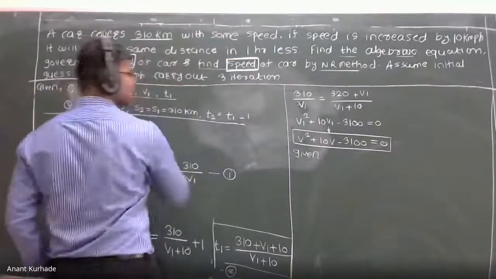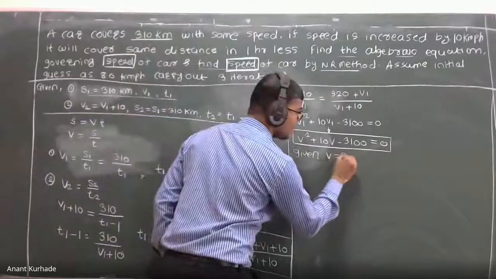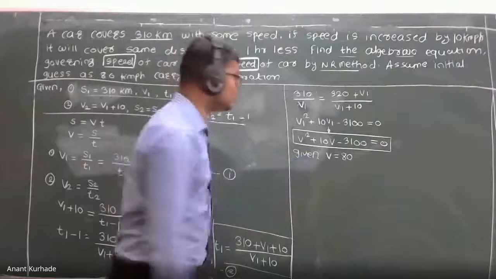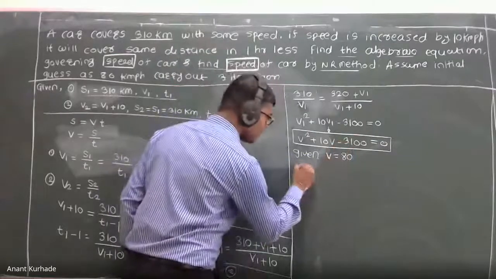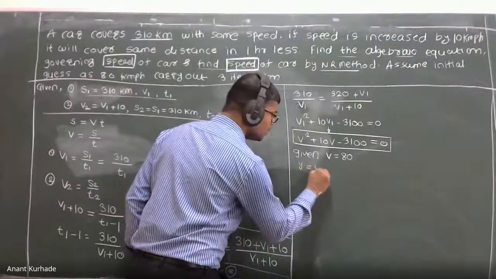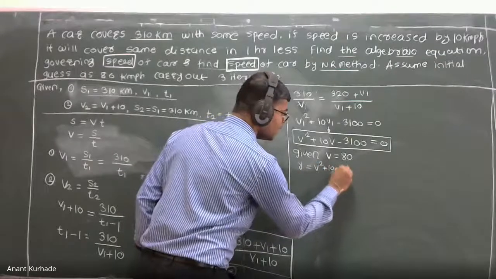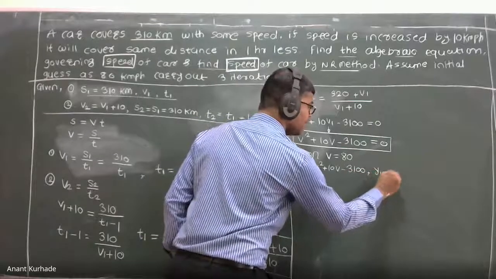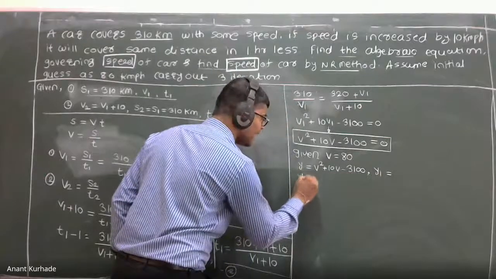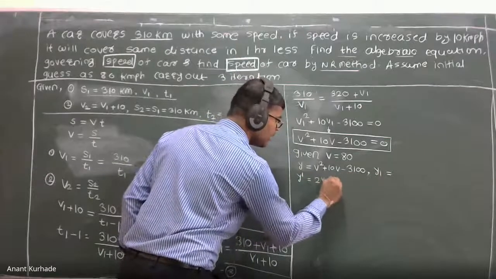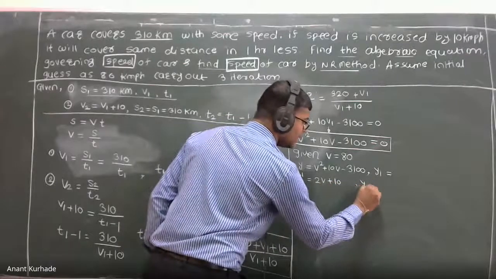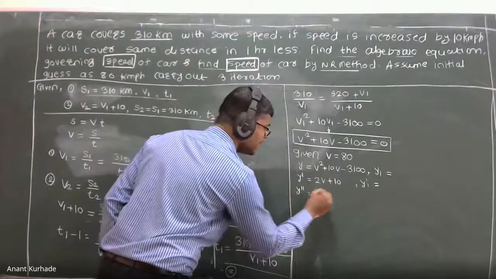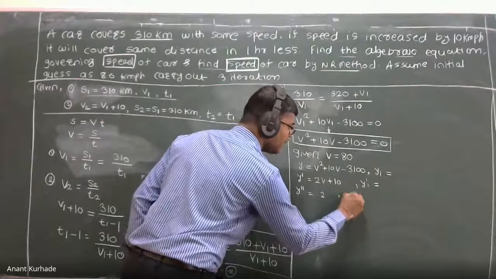Here we are given V as 80. V is equal to 80. Now again you have to check whether this V is correct or wrong. So this equation we have: y is equal to v square plus 10v minus 3100. Now you can find y1. Now take the first derivative, y dash, which is 2v plus 10. Then you can calculate y dash 1, then take its second derivative, which is 2. Again, you can calculate y double dash 1.